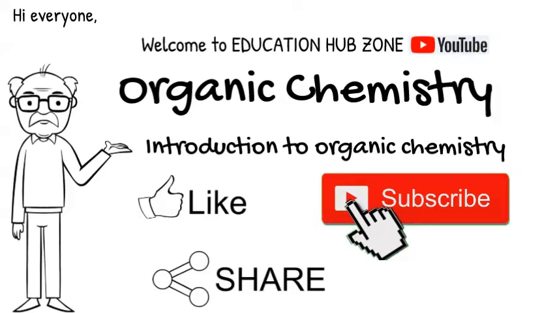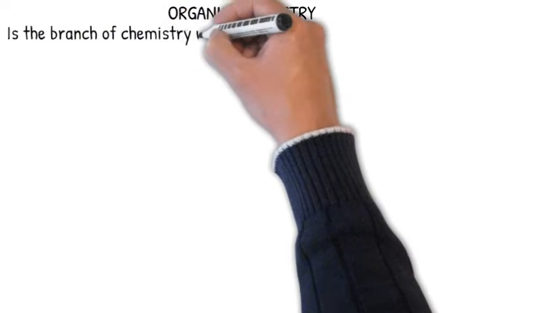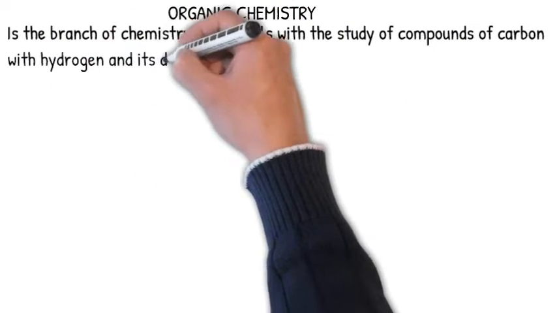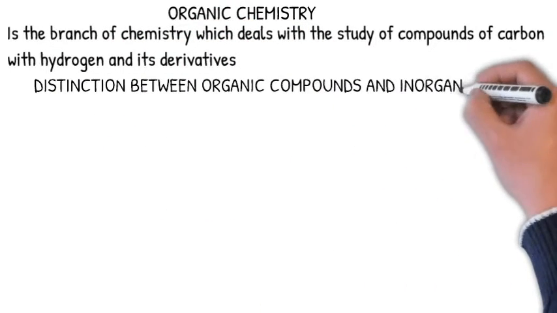Okay, let's get started. Organic chemistry is the branch of chemistry which deals with the study of compounds of carbon with hydrogen and its derivatives. Distinction between organic compounds and inorganic compounds.